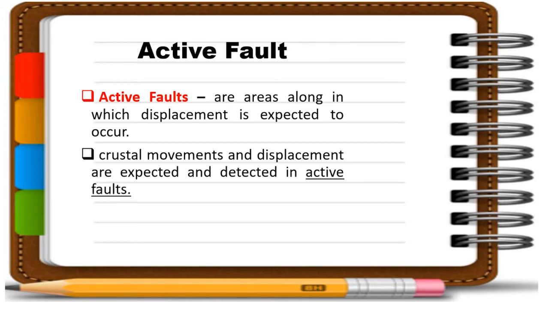Active faults are areas along which displacement is expected to occur. Since a shallow earthquake produces displacement across a fault, all shallow earthquakes occur in active faults. It will possibly be the cause of another earthquake soon, and is considered to be a geologic hazard.